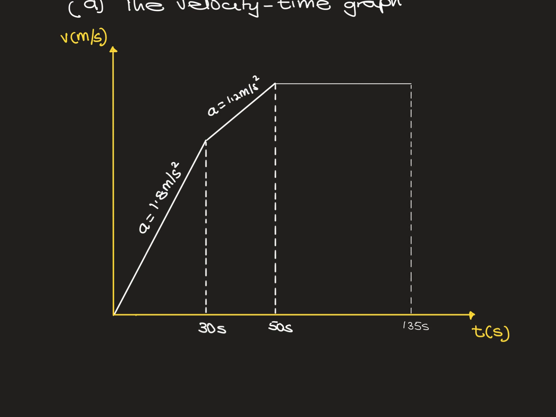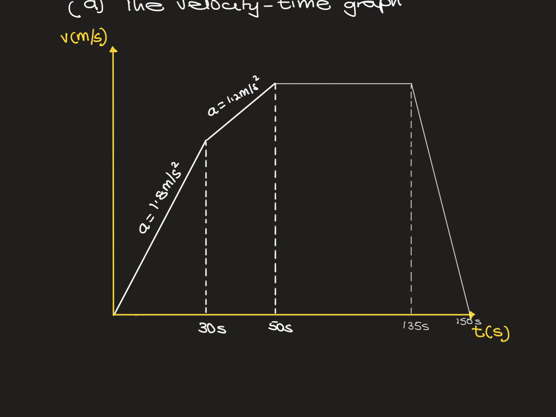And then finally, the car decelerated to rest. We can indicate that as a downward slope. So it decelerated in 15 seconds. If you add that to 135, you will have 150 seconds. So that is the total time traveled.